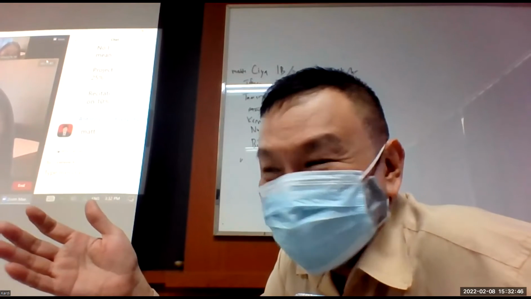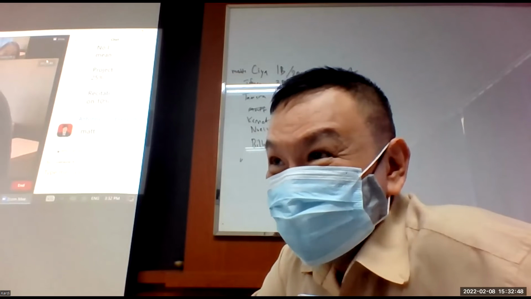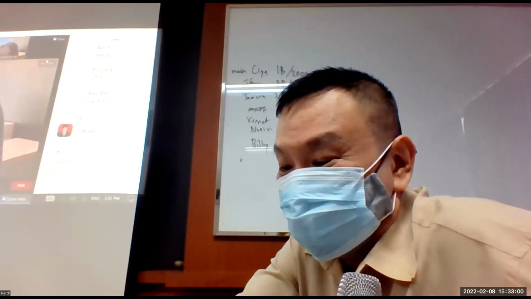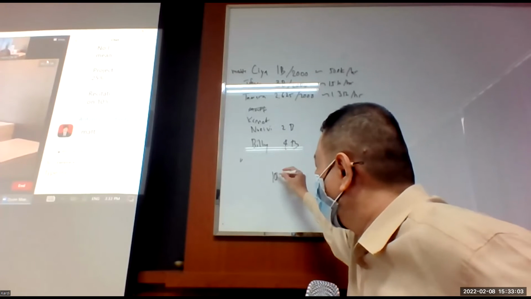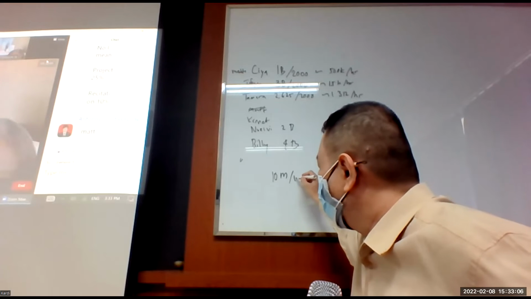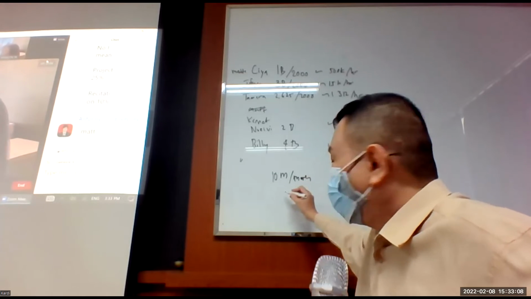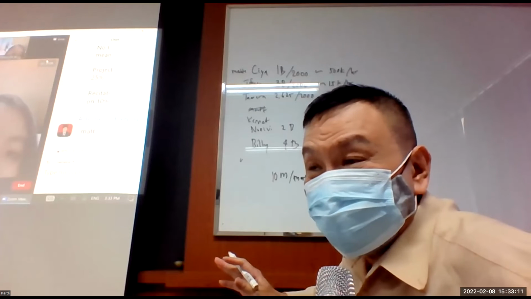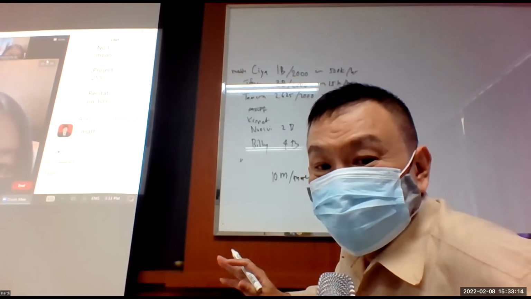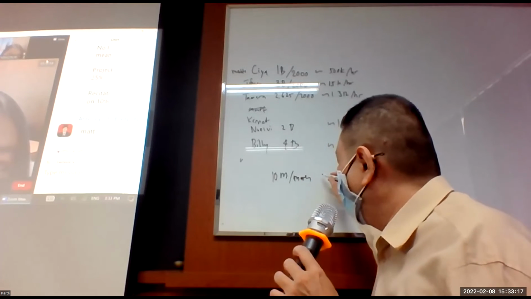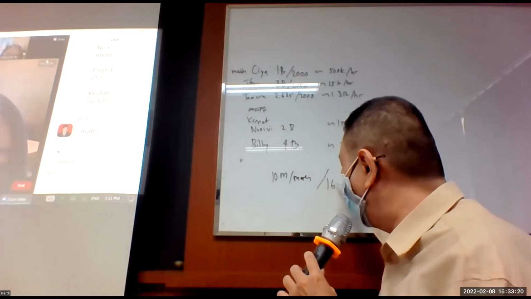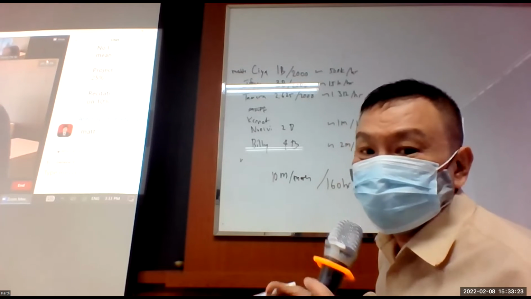Okay, I want to know the average salary of a programmer now in your area. I think above 10 million per month. Yes, sir. Okay, so 10 million per month. One month is how many hours? One week is 40 hours, so one month is 160. So can you divide 10 million by 160 hours? How much is it per hour?